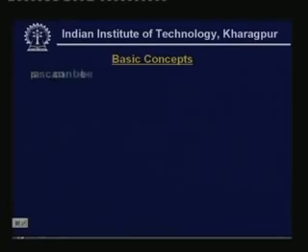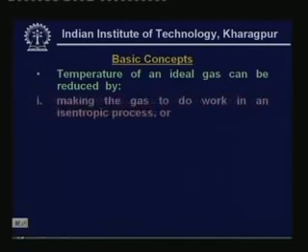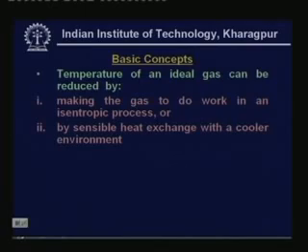Now, let us look at some basic concepts. How do we reduce the temperature of an ideal gas? We cannot reduce the temperature of an ideal gas by throttling, that is what we have seen in the last class. Then what are the other ways of reducing the temperature? You can reduce the temperature by making the gas do work in an isentropic process, or by sensible heat exchange with a cooler environment. If the gas is doing work in an isentropic process, obviously its enthalpy or internal energy reduces. As a result, its temperature also reduces. The second way of reducing its temperature is by exchanging heat with a cooler medium. In the cycles that we are going to discuss in this lecture, we will be mainly relying on the isentropic process for reducing the temperature.